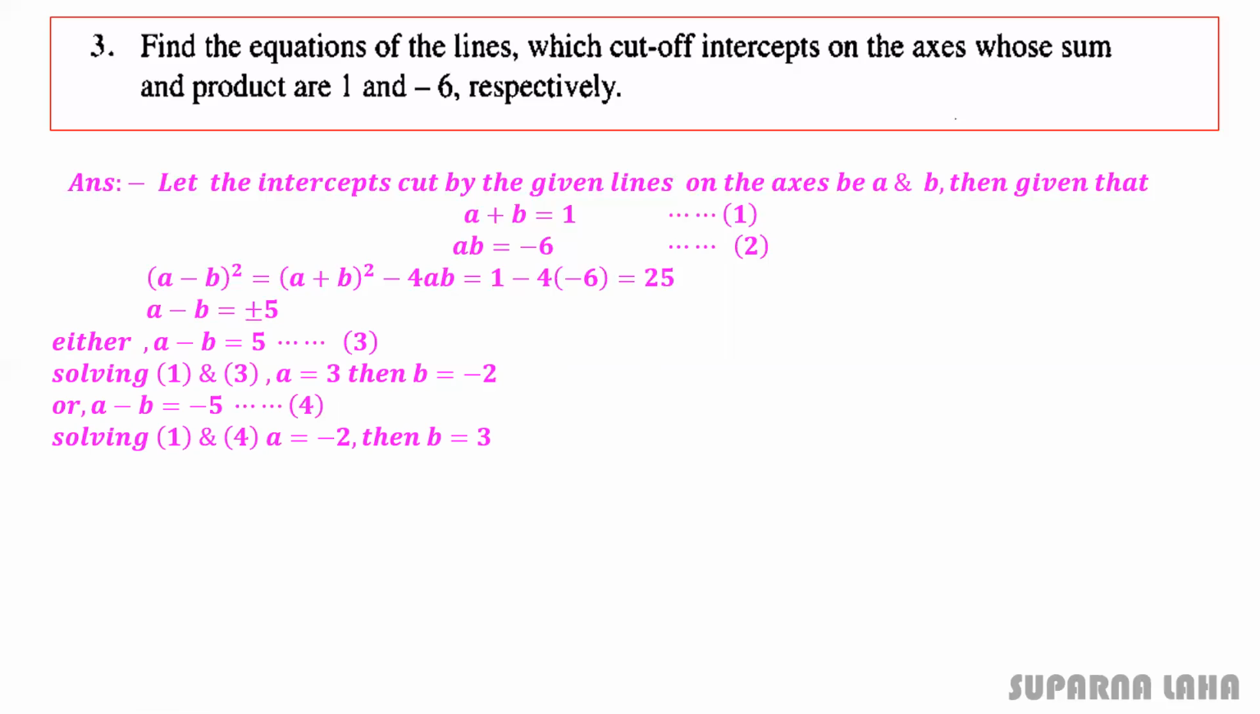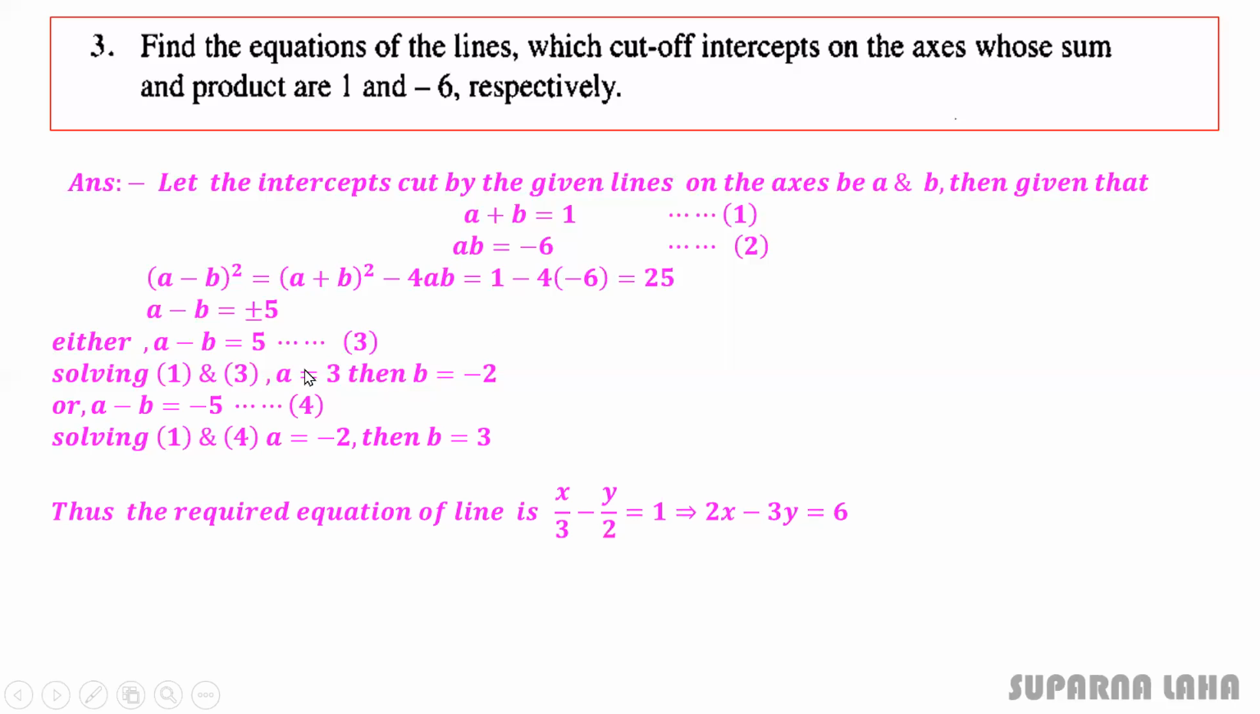Then what should be the equation? x by a plus y by b equals 1. So x by 3 minus y by 2 equals 1 for the first case. In this case, a is 3, b is minus 2. So this is the equation of the line, 2x minus 3y equals 6. And for the second case, it will be x by minus 2 plus y by 3 equals 1. That is 3x minus 2y equals minus 6. Or you can say that 3x minus 2y plus 6 equals 0. So these two are the equations of the straight lines.